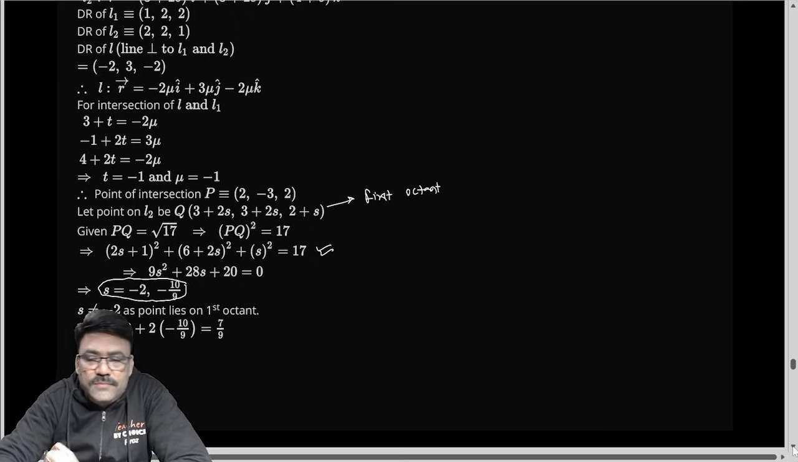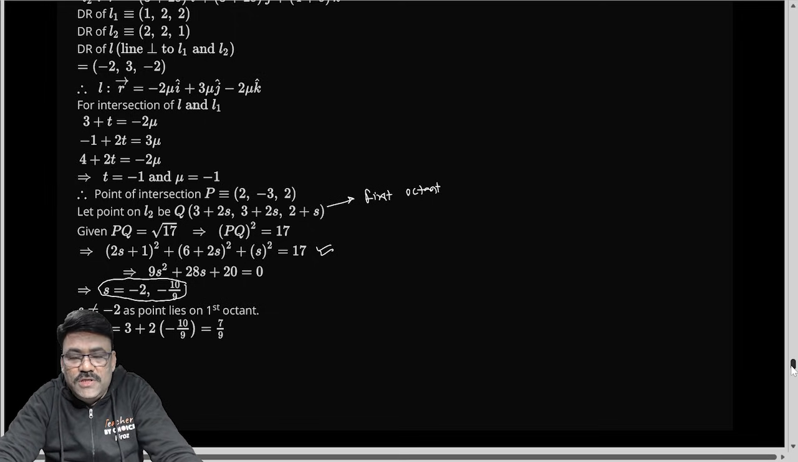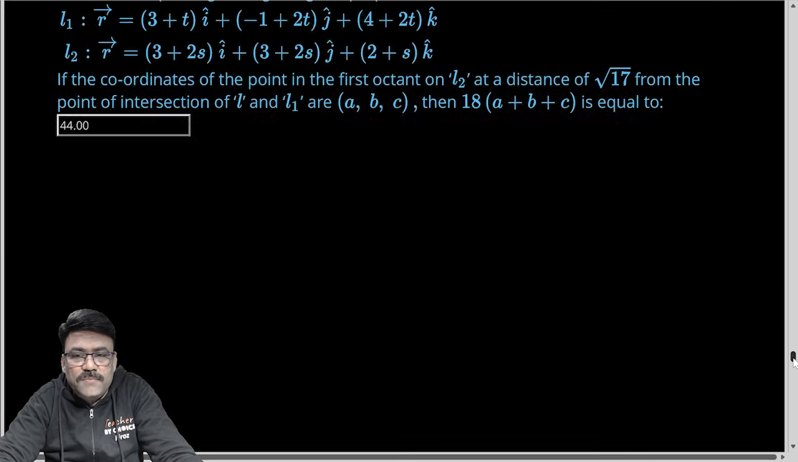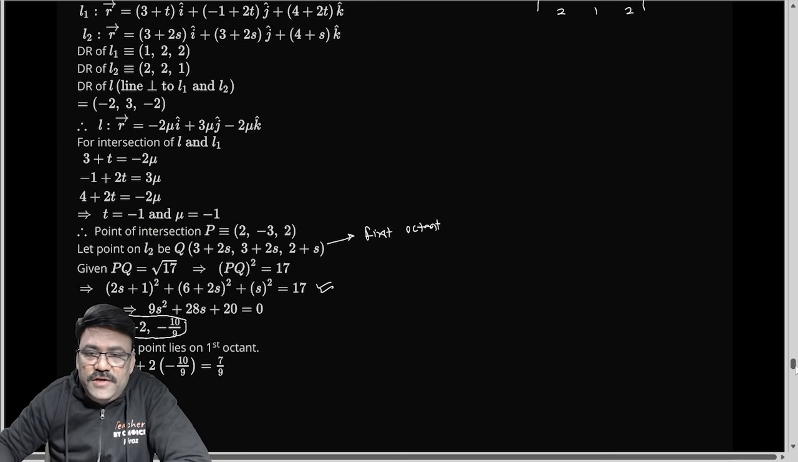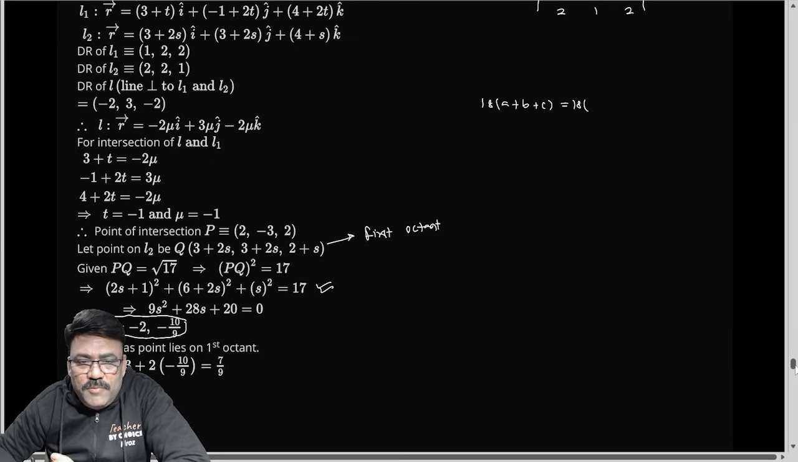Now what are they asking in the question? In the question they are asking 18 times a plus b plus c. So 18 times a plus b plus c. a is 3 plus 2s, b is again 3 plus 2s, and c is 2 plus s.